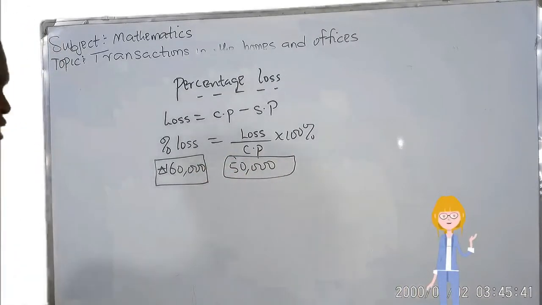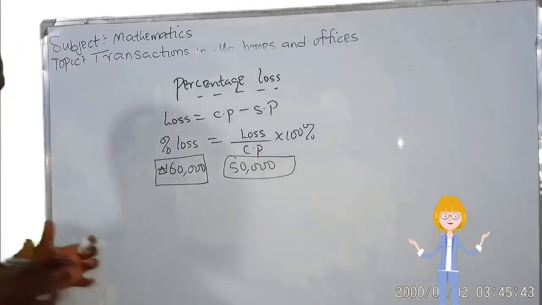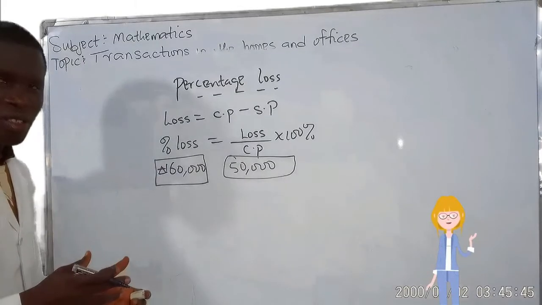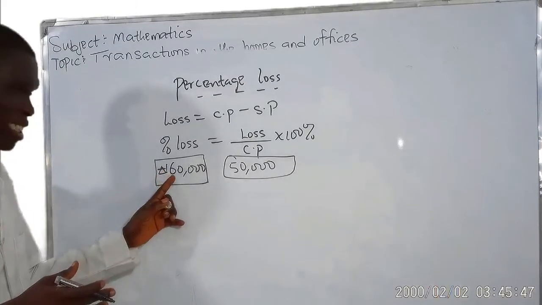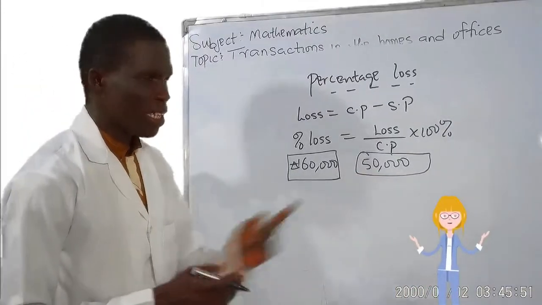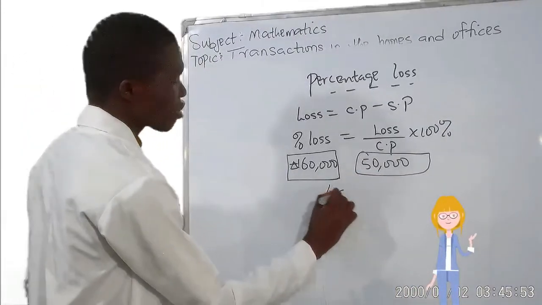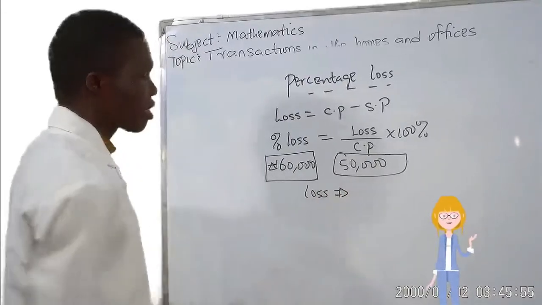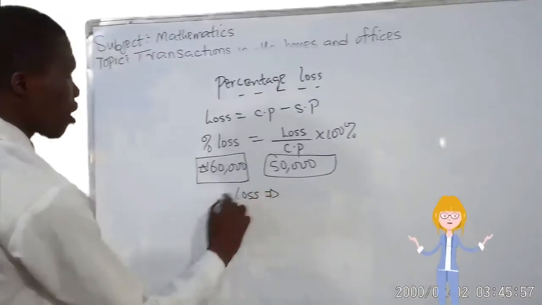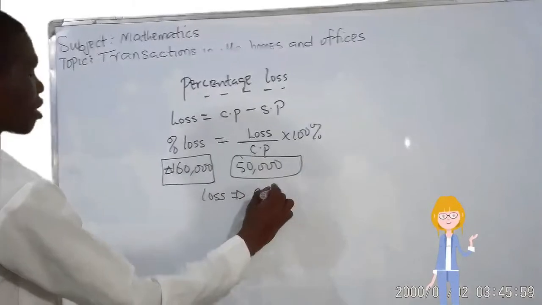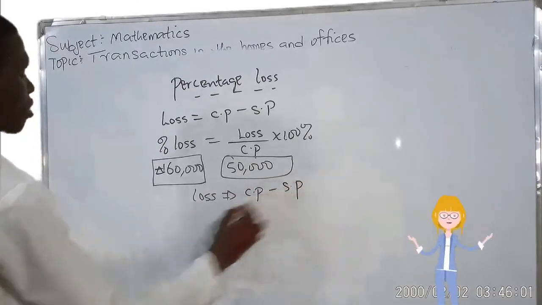The question now is, do you actually make gain or loss? You bought it for 60,000 naira and you sold it out for 50,000 naira. That means you make a loss. Let's calculate the loss. The loss will be cost price minus selling price.